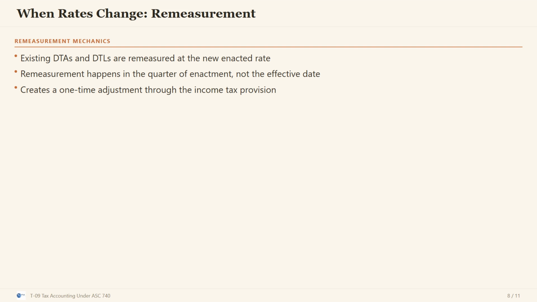Here is the consequence of that rule. When Congress actually passes legislation changing the corporate tax rate, every existing deferred tax asset and liability on the books must be remeasured at the new enacted rate, and that happens in the quarter the legislation is enacted, even if the new rate itself will not take effect until the following year. That remeasurement flows through the income tax provision as a one-time adjustment, and it can swing the effective tax rate dramatically in that one quarter.